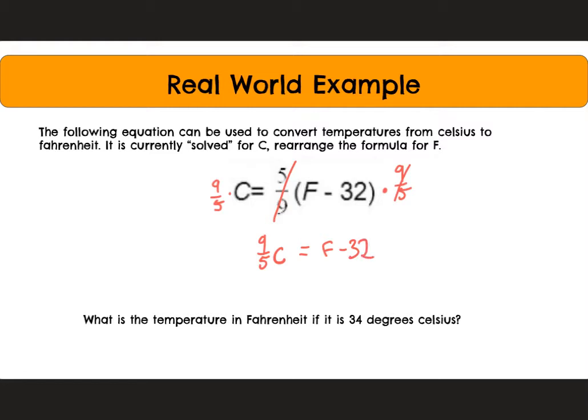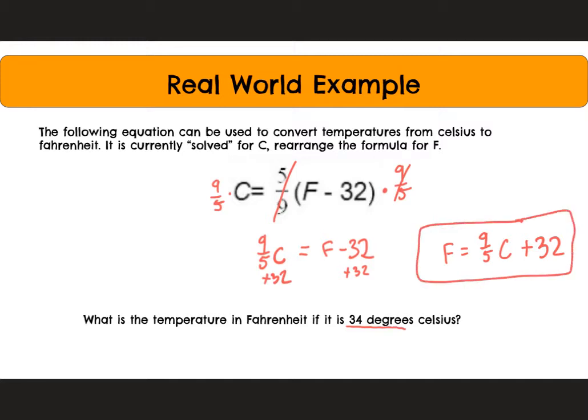F is almost isolated here. I'm going to now add 32 to both sides. And that gives me Fahrenheit is equal to 9/5 times Celsius plus 32 degrees. Now I want you in Pear Deck to answer what is the temperature in Fahrenheit if it is 34 degrees Celsius. Use this new formula.